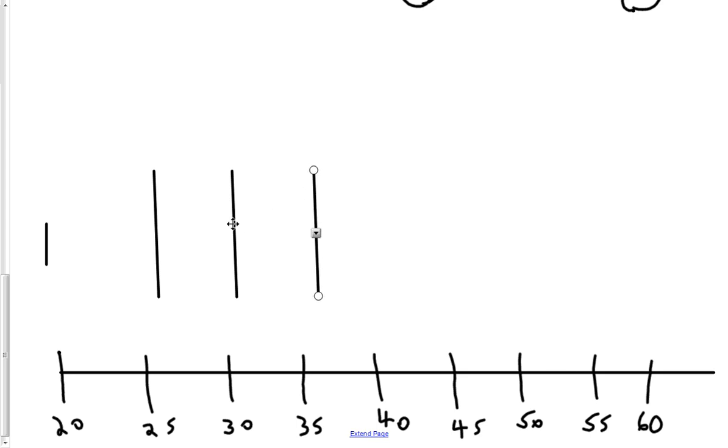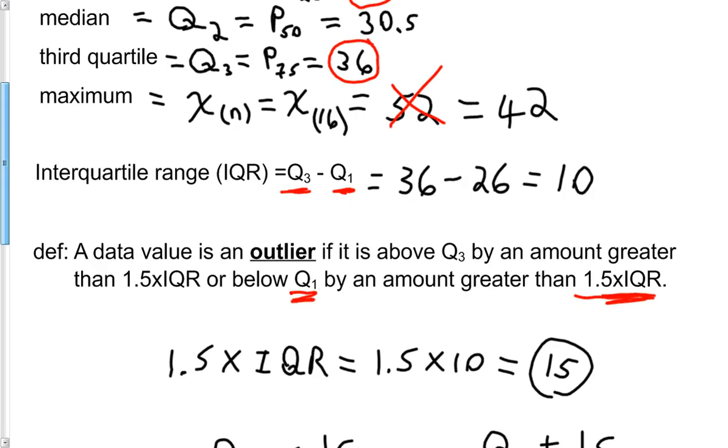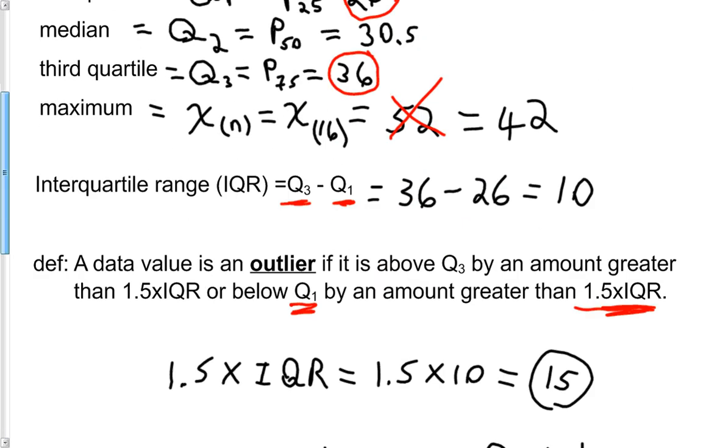And then we're going to make another small vertical line above our maximum value. And our maximum value in this case is 42.